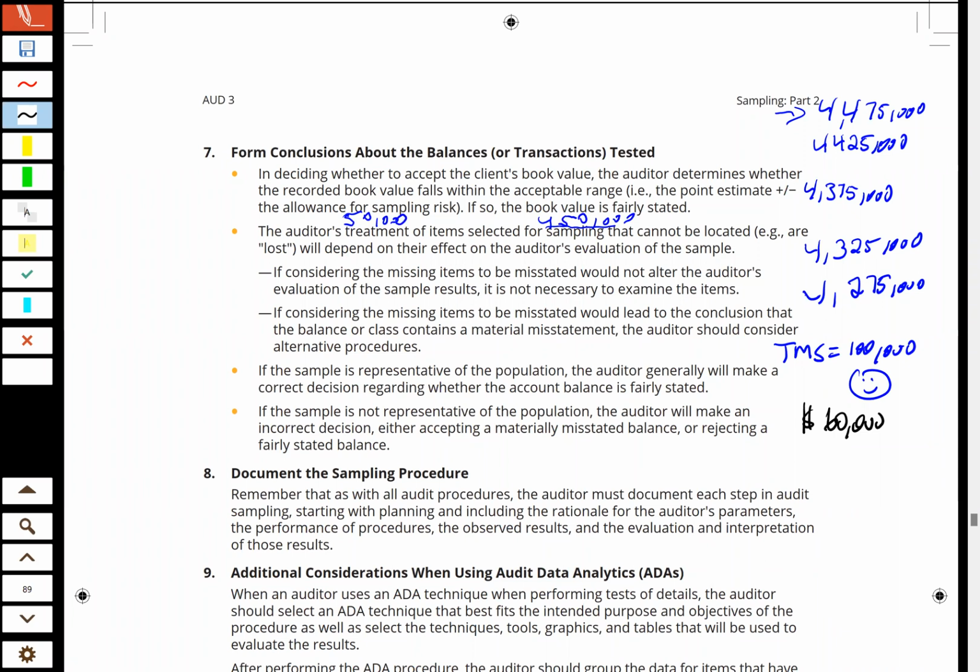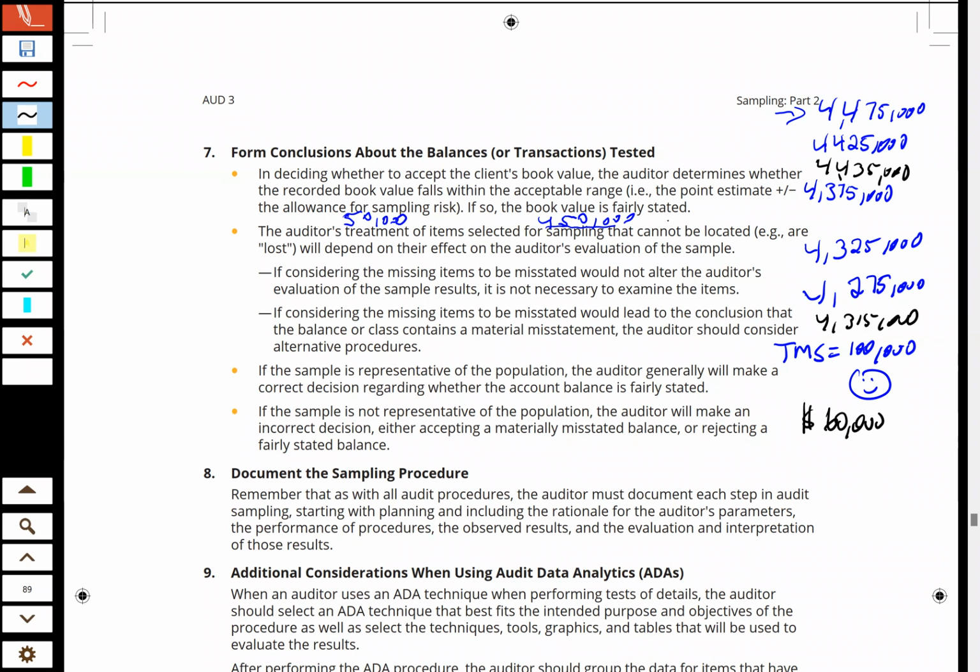4,435,000. Okay, and on the bottom end, 4,315,000. Okay, so now what?